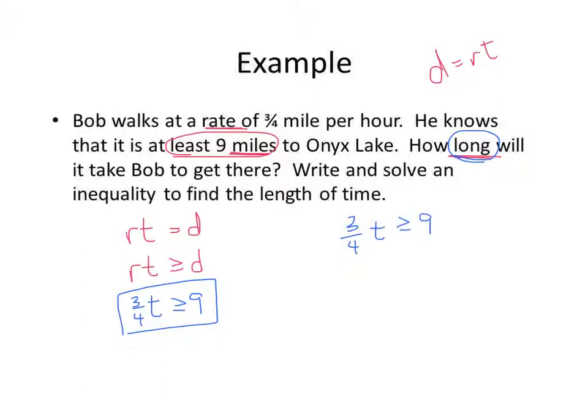How is it that we get rid of that 3/4 in front of the T? We multiply each side by 3/4. Nope. We multiply each side by 4/3. There we go. Multiply by 4/3. That cancels, leaving you with just a T. Since we did not multiply by a negative, it stays greater than or equal to. These simplify. There's a 3 and a 1, and we get greater than or equal to 12. And it's time, so it is going to take him at least 12 hours to walk to the lake.